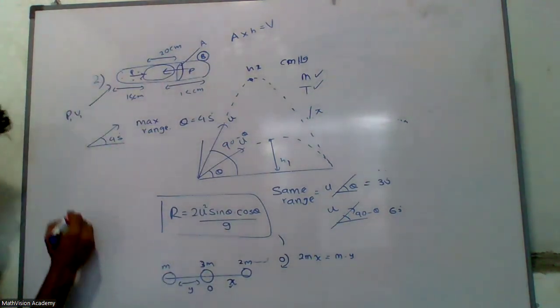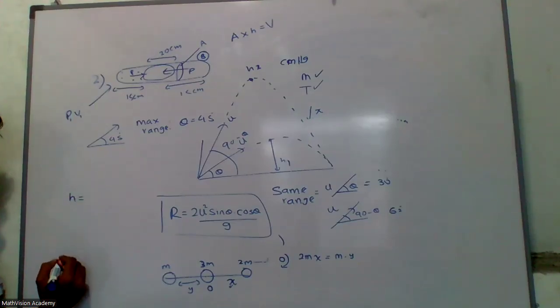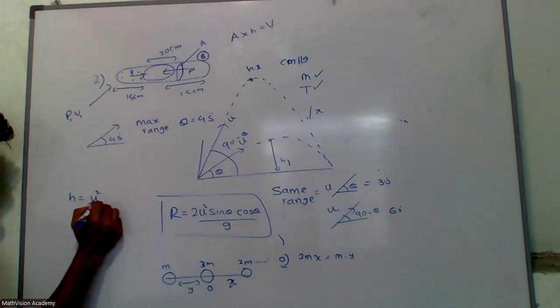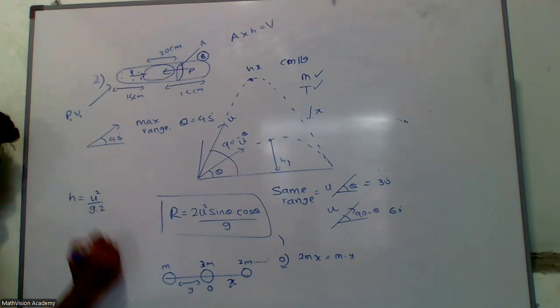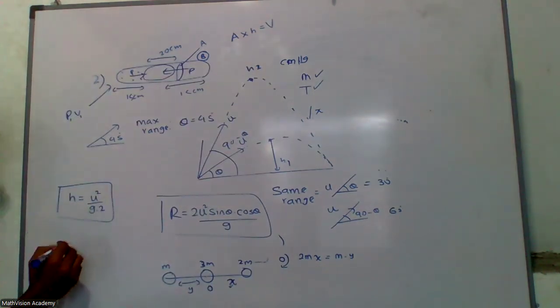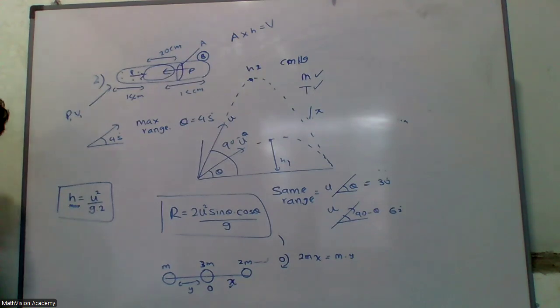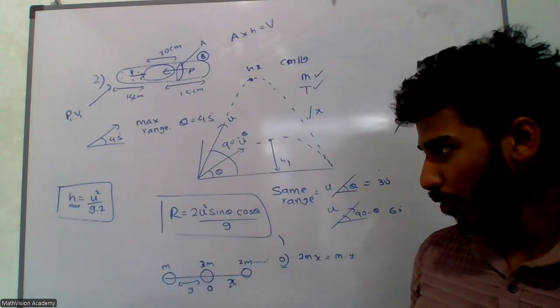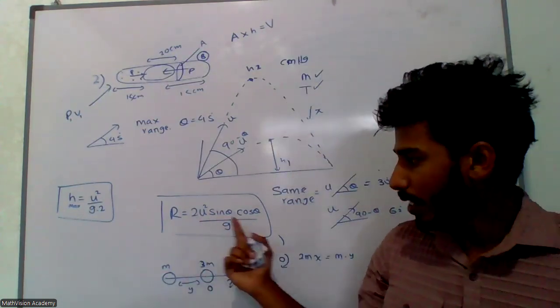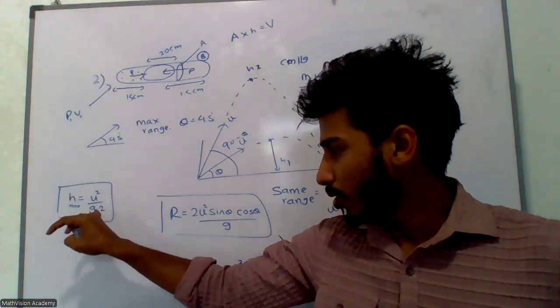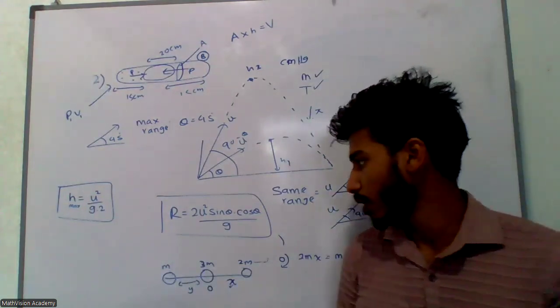And similarly, if I find for the height, it is equal to u squared over 2g. Okay? So this is also a general equation, the maximum height. So just remember these two equations in projectile. Next time no need to derive them. Range is 2u squared sin theta dot cos theta over g. H is u squared over 2g.